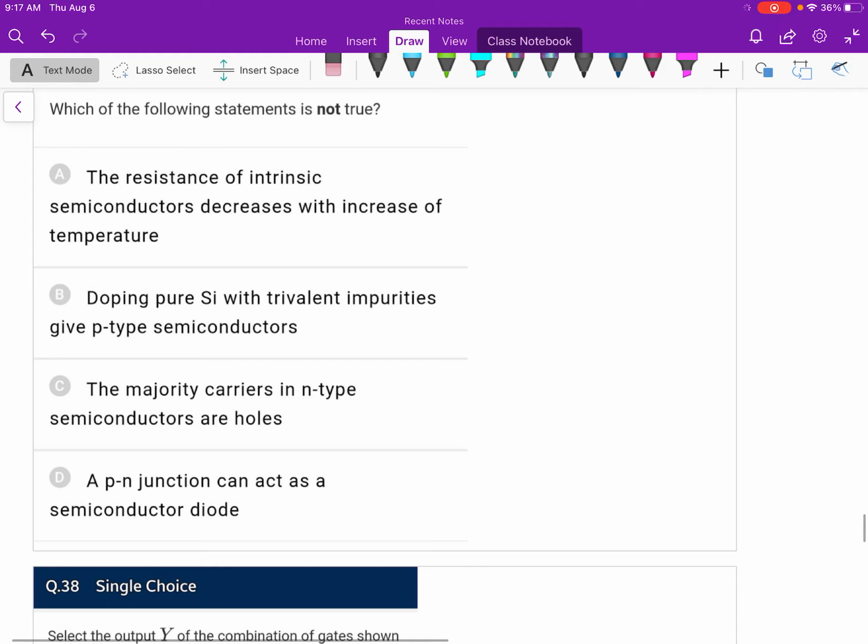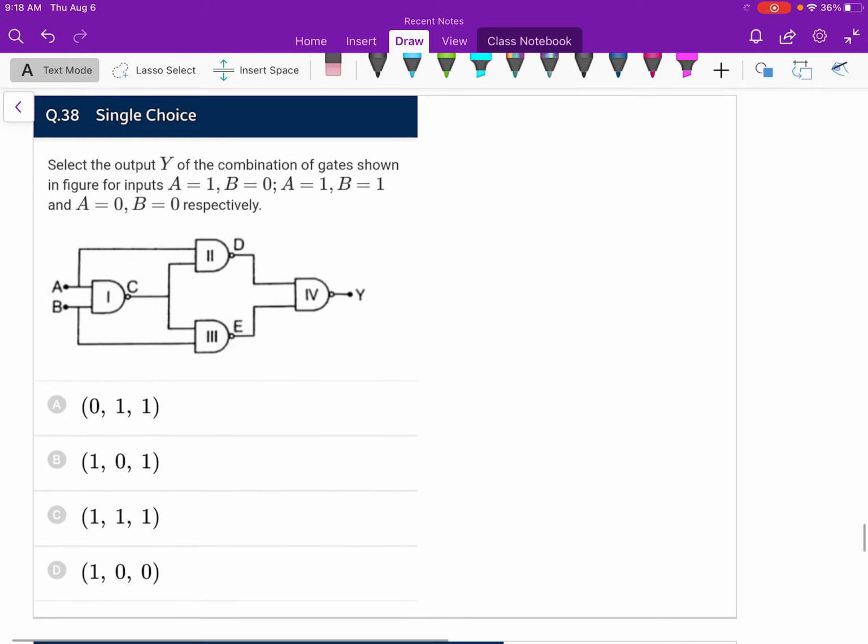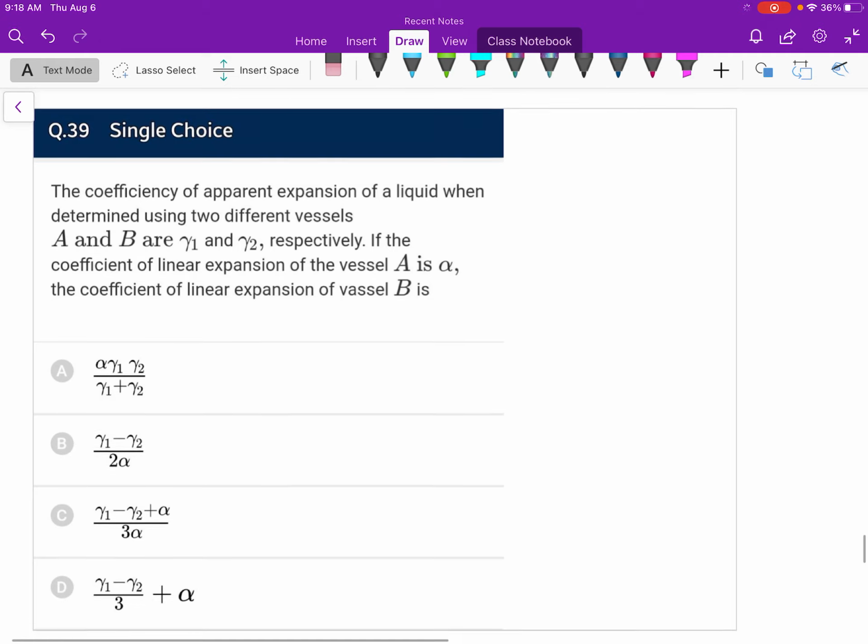Which of the following statements is not true? The resistance of intrinsic semiconductors decreases with increase in temperature. True. Doping pure Si with trivalent impurities give p-type. True. The majority carriers in n-type semiconductors are holes. This is false. p-n junction can act as a semiconductor diode. This is true. Logic gates, we can relate from the truth table.